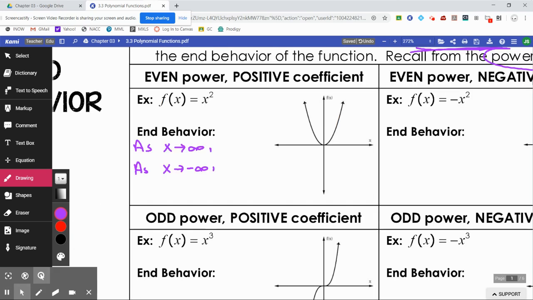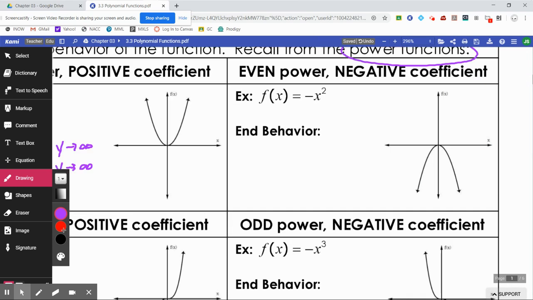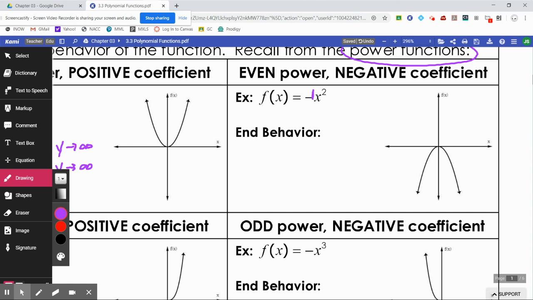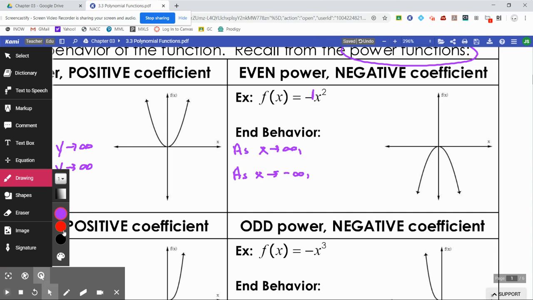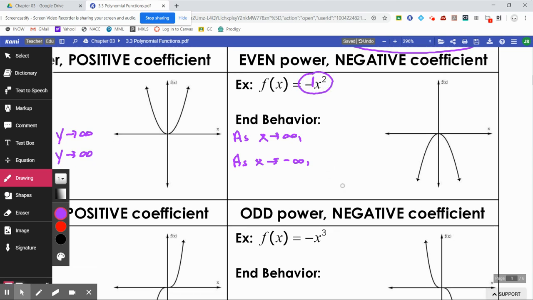As we travel to the right on these even functions, your y values will always go up. As we travel to the left, your y values will also always go up. If you were to have a negative coefficient, though, it flips it down and it changes your end behavior. In this case, since they are flipped over, and again, this is not just for x squared, but negative x to the 4th, negative x to the 6th. Anytime you have that even power, as you go to the right, your y value will go down. As you go to the left, your y value will also go down.